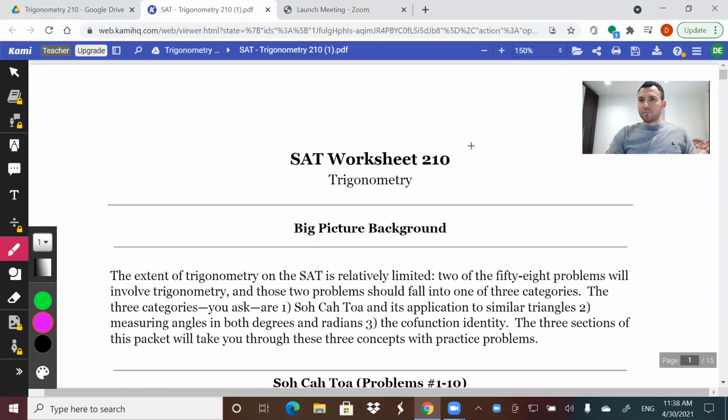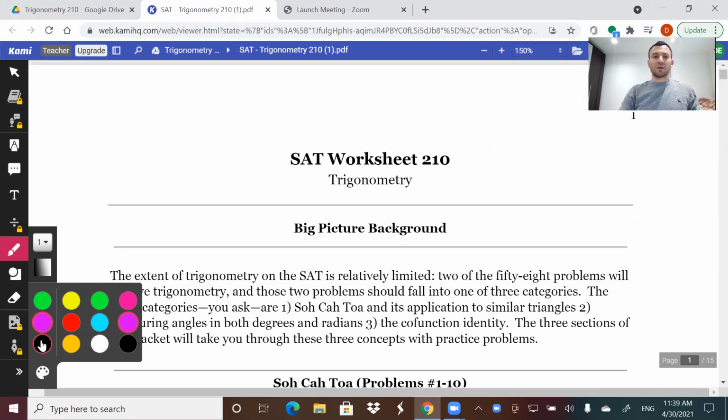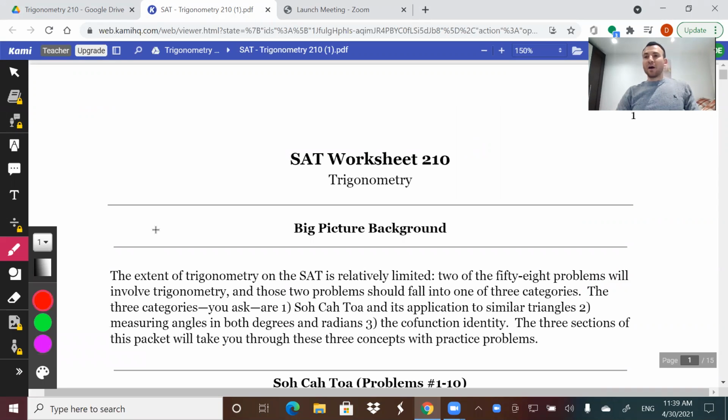All right. So we'll be discussing SAT Worksheet 210, which covers trigonometry on the SAT. Out of 58 problems, maybe 2 of them will be trig. It's not a huge part of the test. That said, you don't want to miss 2 problems just because. So it's really easy to go through this packet and learn exactly how trig will be tested on the SAT.